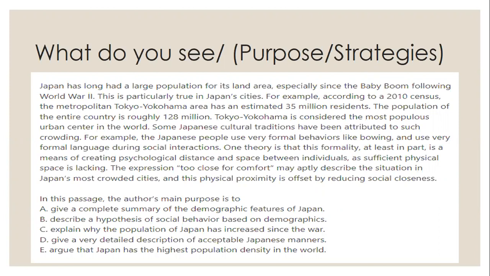Some Japanese cultural traditions have been attributed to such crowding. For example, the Japanese people often use very formal behaviors like bowing and use very formal language during social interactions. One theory is that this formality, at least in part, is a means of creating psychological distance and space between individuals, as sufficient physical space is lacking. The expression too close for comfort may aptly describe the situation in Japan's most crowded cities, and this physical proximity is offset by reducing social closeness.